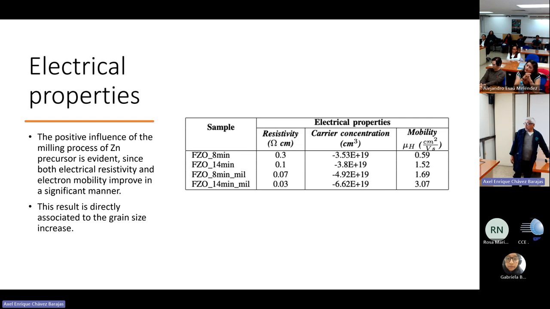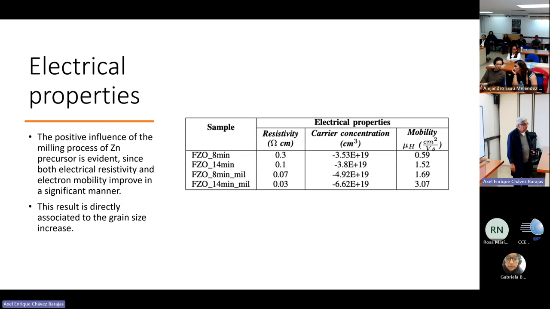The electrical properties show a significant change for fluorine doped zinc oxide films, milling the precursor previously. So as I said, the positive influence of milling the precursor is apparently evident. Both electrical resistivity and electron mobility improved in a significant manner with respect to films deposited with unmilled precursor.